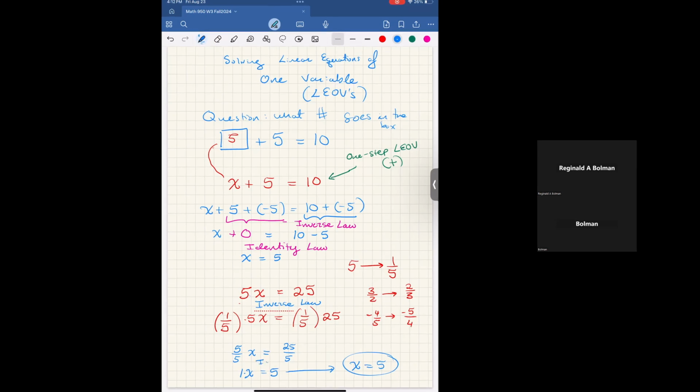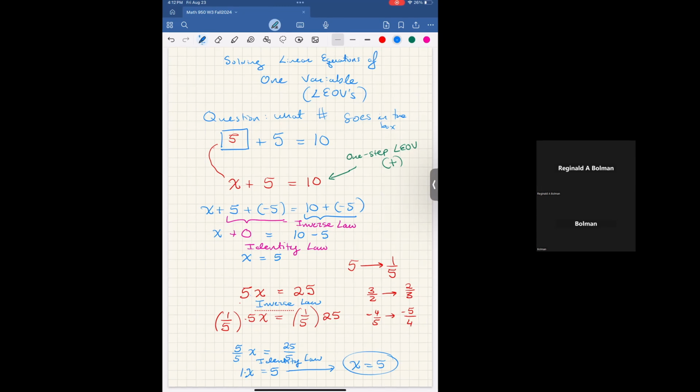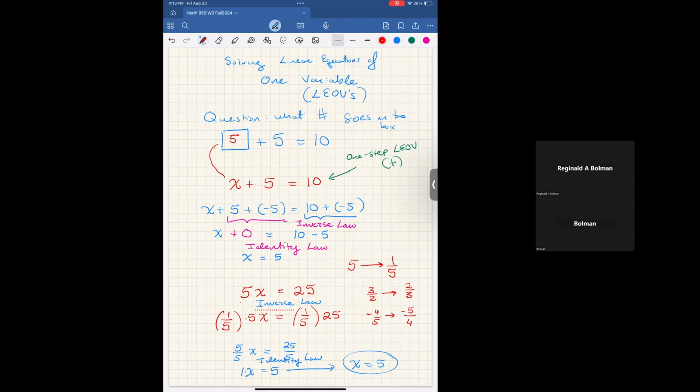Then you're exploiting the identity law, the multiplicative identity, which says that if you take a number and multiply it by 1, you get the original number back. So you don't have to know what x is. If you multiply 1 with x, it always is going to give you x. Again, we usually skip over the identity law step in most textbooks. And so we would call this a one-step LEOV because you only needed to use the inverse law, the multiplicative inverse law, in order to solve this particular problem.